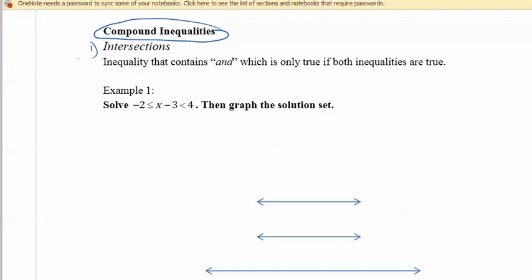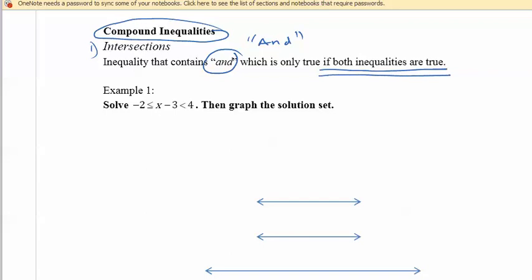Okay, well, intersections are inequalities that contain the word and. So that's the key word. Anytime you see the word and, that means that you are dealing with an intersection. Well, what does an intersection mean? Well, an intersection is true only if both inequalities are true.